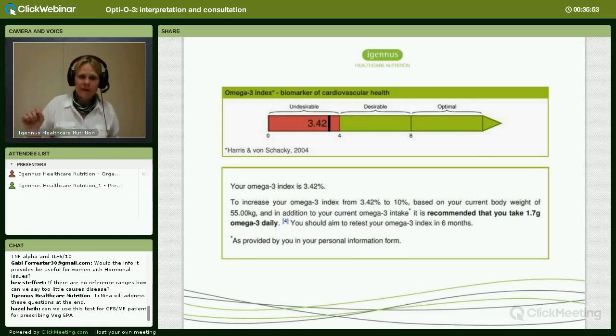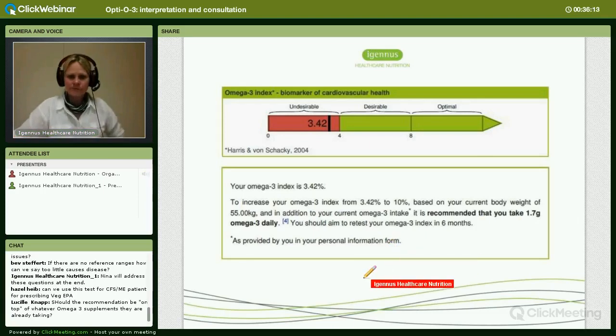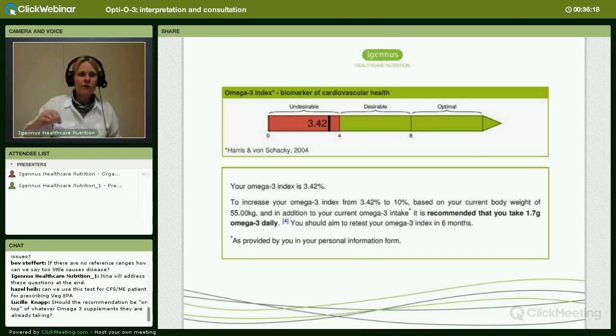So importantly, if your client was 77 kilograms, for example, they would need about 2.3 grams. So the heavier that we are, obviously, we need more omega-3 fatty acids to raise our omega-3 index to between 8 and 10%. And this is the uniqueness about the Opti-O-3 that you don't get with other biomarker tests or other fatty acid profiling tests, is that we can give you an indication of how much you need to take to raise your omega-3 index.